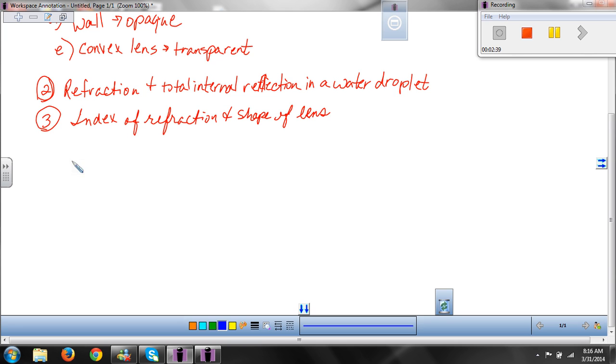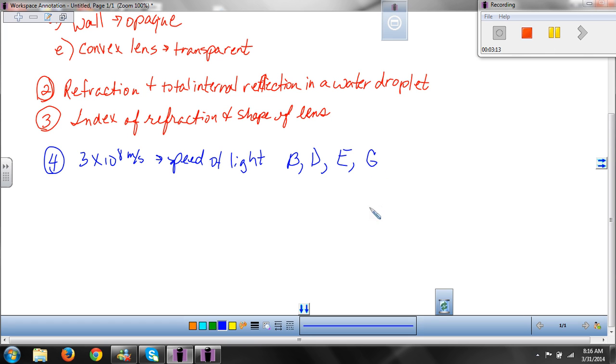All right. So the fourth one says, identify which are electromagnetic waves. Those are waves that travel at 3 times 10 to the 8 meters per second, which is the speed of light. And there are 4 of them. So letter B is an electromagnetic wave. Letter D is not. Letter E, X-rays, and letter D, gamma rays are all electromagnetic. They're part of the electromagnetic spectrum.